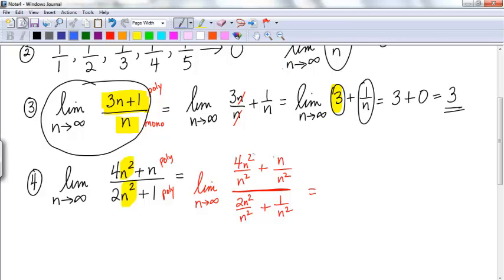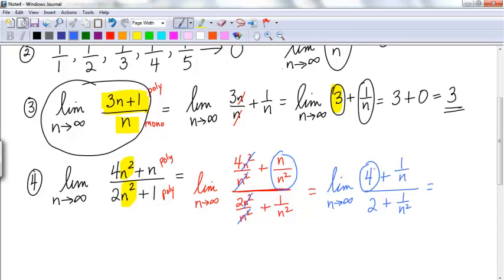If you reduce it, these n squareds divide out. So I still have the limit of 4 plus, when you reduce this, what are you going to get? 1 over n. And if these n squareds divide out, you just have 2 and 1 over n squared as n goes to infinity. Now you take the limit of each part separately. When you do that, this limit notation disappears. You don't write that down.